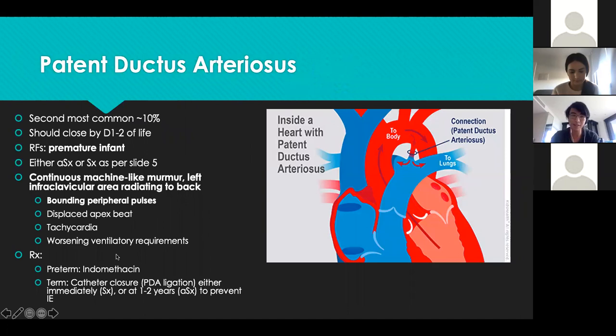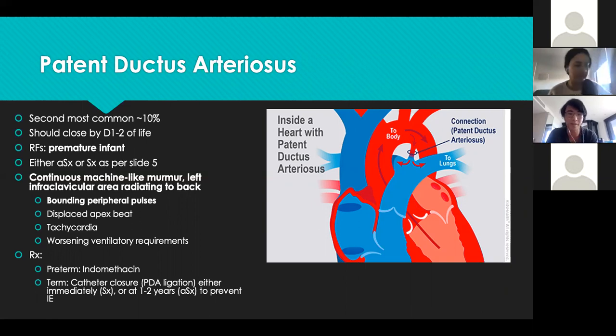So patent ductus arteriosus is also pretty high yield. It's basically when you've got the ductus arteriosus that should close when you clamp your placenta and your prostaglandins are stopped and your shunt's reversing, but it doesn't seem to close. And usually this happens in a premature infant. So if it doesn't close by day 1 to 2 of life, then they can either be symptomatic or asymptomatic, and the symptoms they would have are your typical heart failure symptoms.